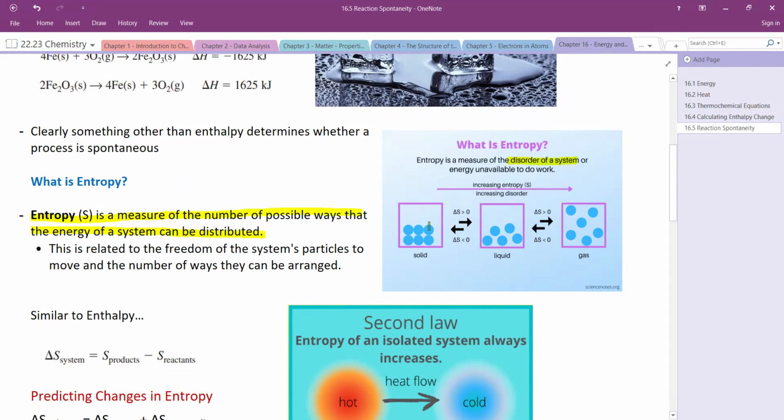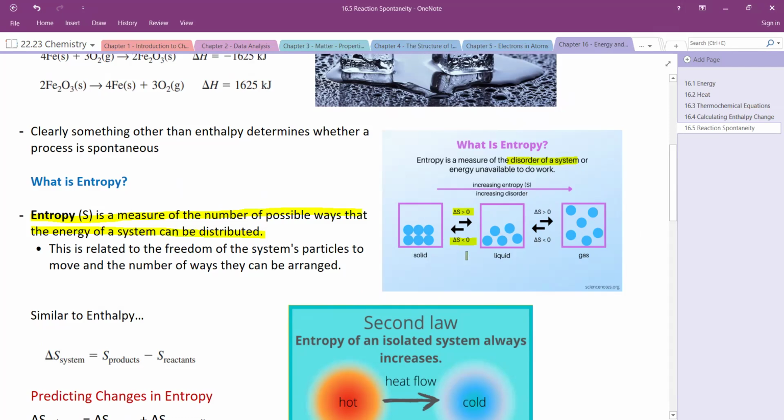Our particles are very rigid and stuck in the solid, and they are very free and can move about as much as they want in a very disorganized way in a gas. Also notice these little annotations here that show us delta S when we go from a solid to a liquid. Delta S is greater than 0, meaning that entropy has increased.